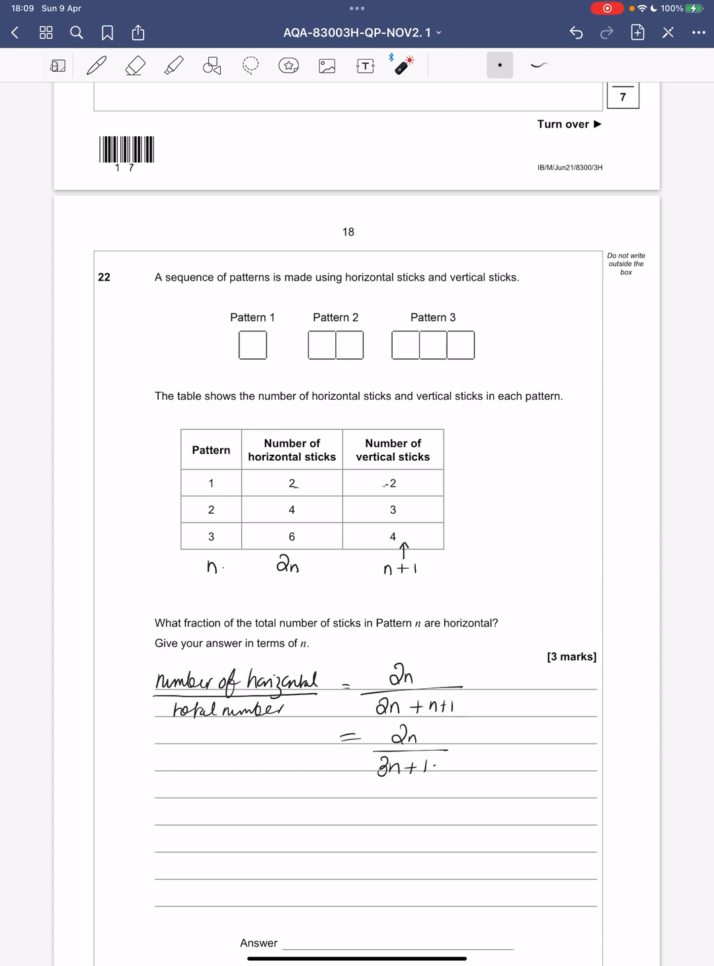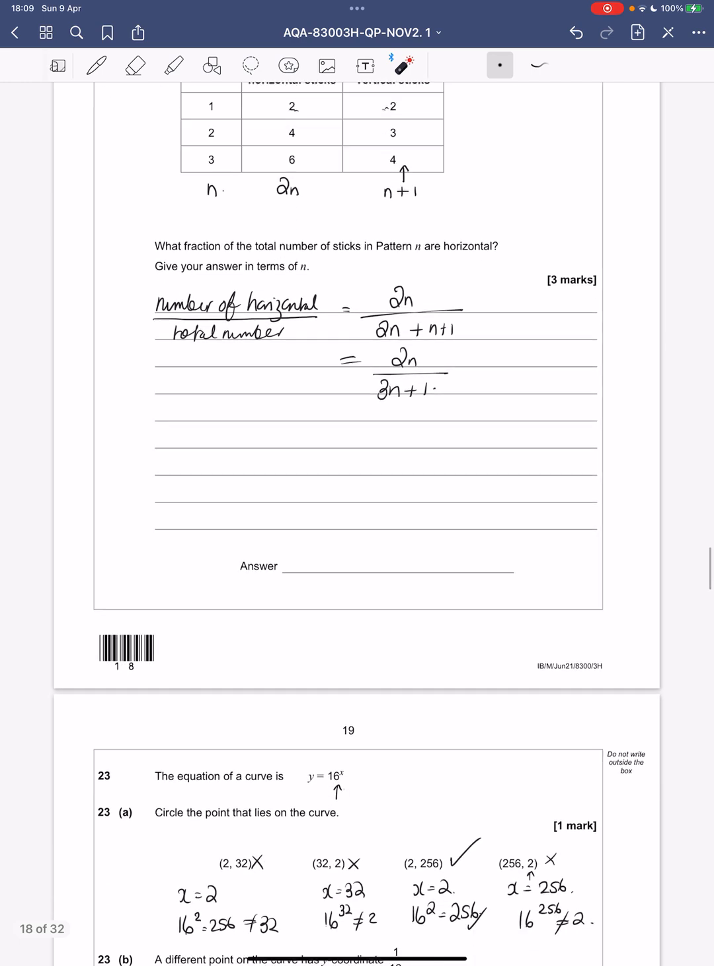So look at the pattern here. When we get to the nth pattern, this first one is always 2n. There it's 2 times 2 times 2 times 2. So this one is always 1 more than this one here. So the number of horizontal is 2n, and the total number is 2n plus n plus 1. So it's 2n over 3n plus 1.